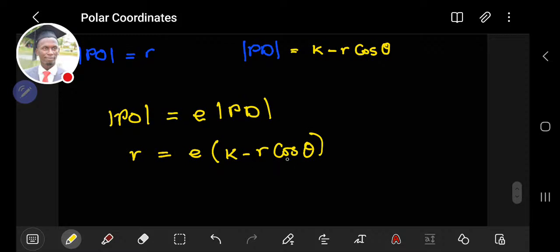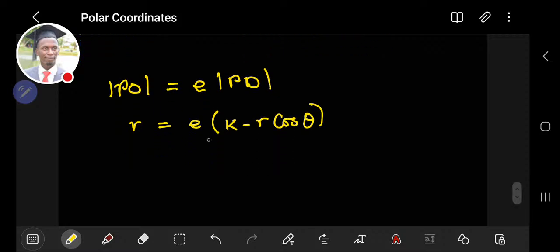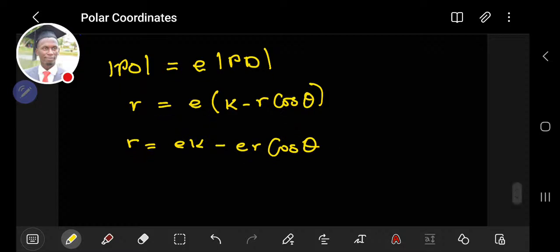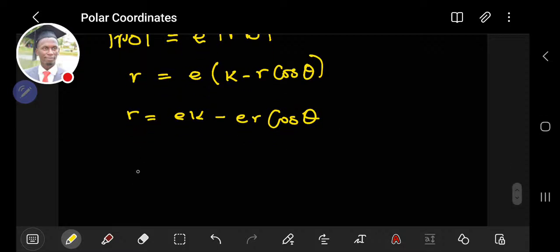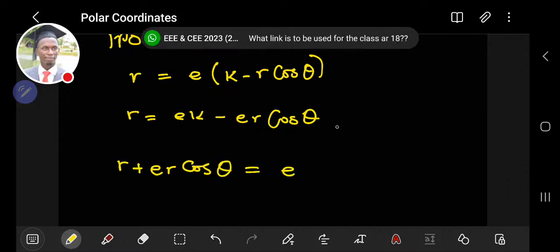Now we want to write this expression in terms of r. So how do we do that? We distribute the eccentricity there. We're going to have r equals ek minus er cos theta. We group everything that has an r on the left hand side. We end up with r plus er cos theta equal to ek.